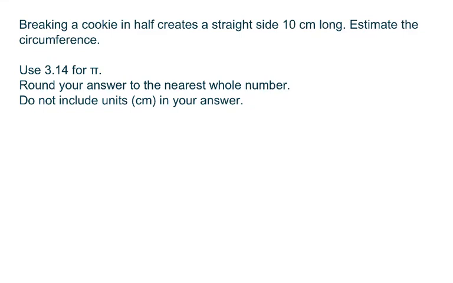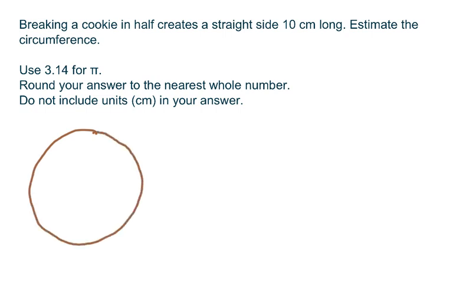Breaking a cookie in half creates a straight side 10 centimeters long. Estimate the circumference. Use 3.14 for pi. Round your answer to the nearest whole number. Do not include the units in your answer. For me, the best way to do these problems is to do a sketch.